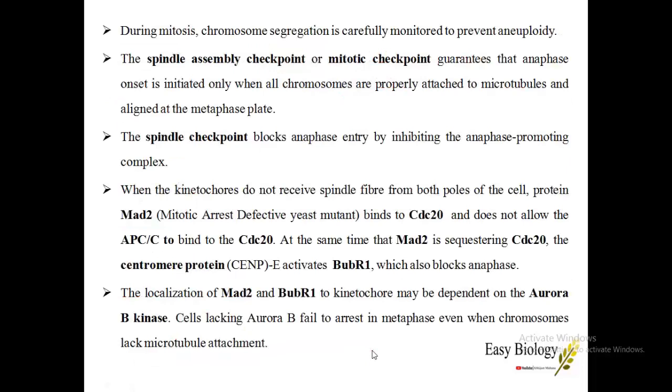During mitosis, chromosome segregation is carefully monitored to prevent aneuploidy. I will tell about aneuploidy in my next video. Then the spindle assembly checkpoint, or mitotic checkpoint, guarantees that anaphase onset is initiated only when all chromosomes are properly attached to microtubules and aligned at the metaphase plate. The spindle checkpoint blocks anaphase entry by inhibiting the anaphase promoting complex.